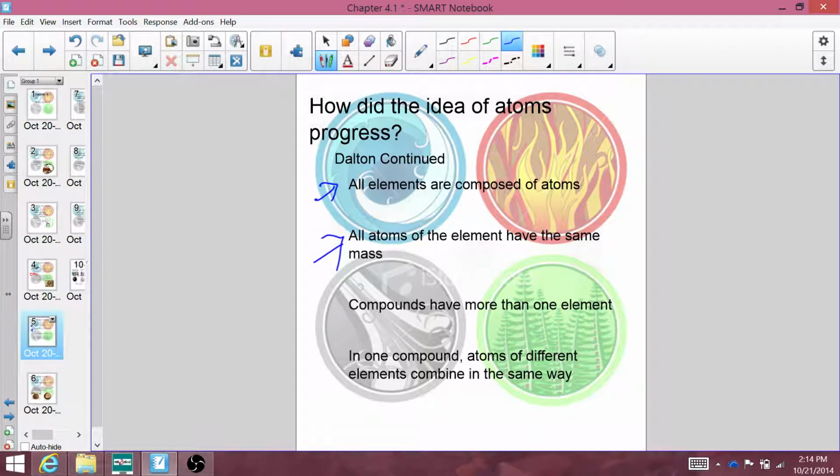But every oxygen atom has a different mass than carbon or nitrogen or hydrogen or anything else. So if an atom has the same mass as another one, they have to be the same element. He also said that compounds, like CO2, have more than one element, and in that one compound, the atoms of different elements combine in the same way, meaning every sample of CO2 has a ratio of 2 oxygen to 1 carbon. They always combine in that ratio.